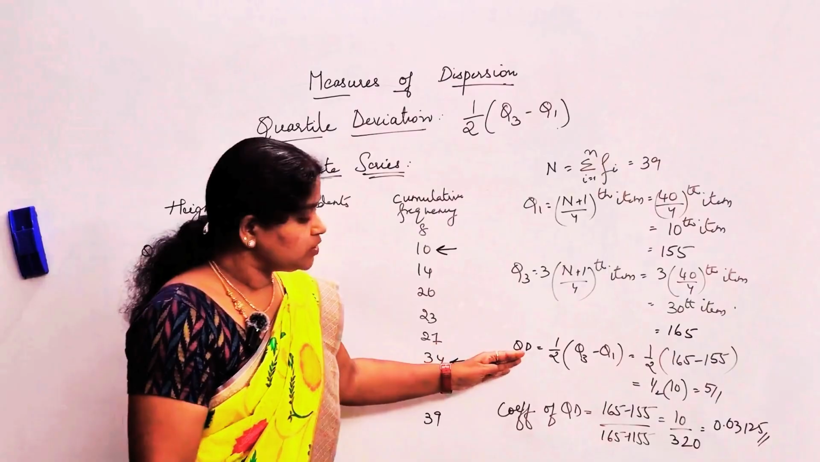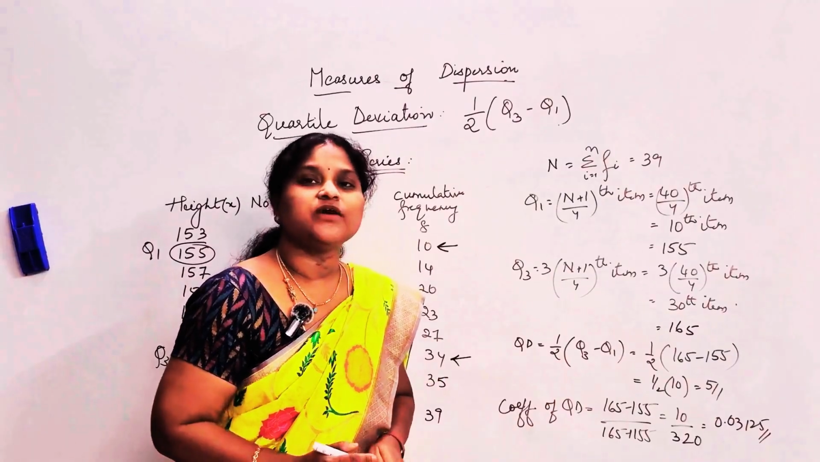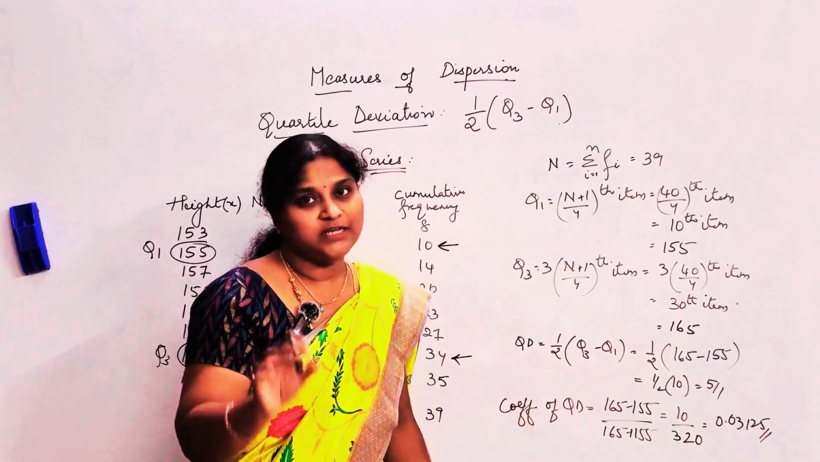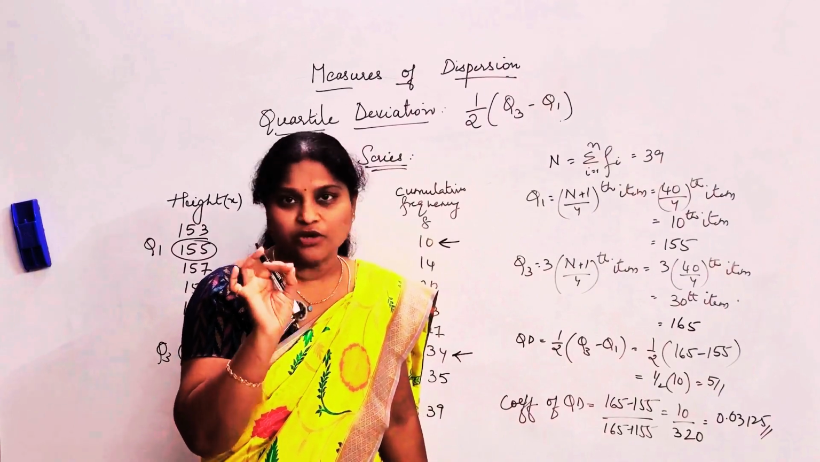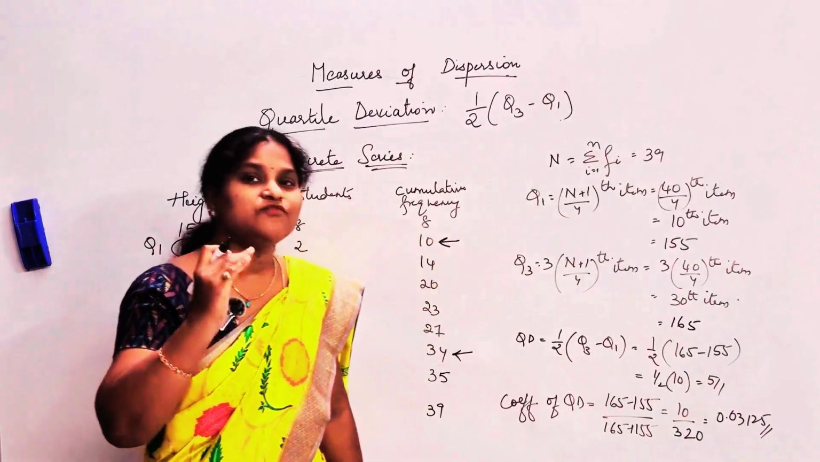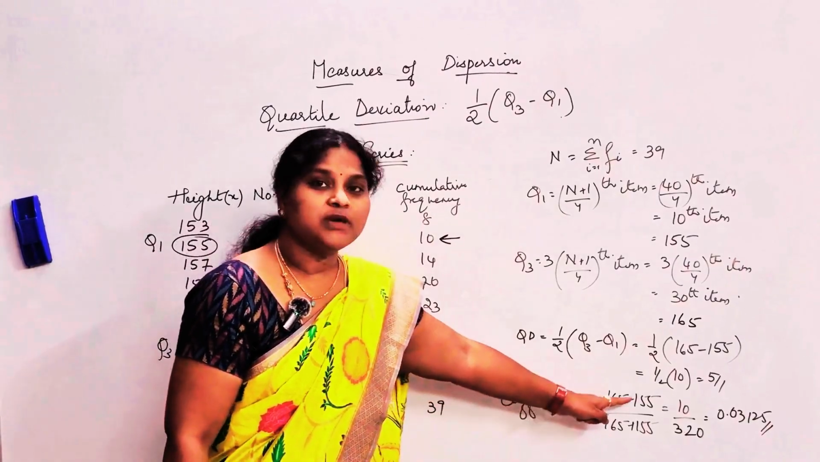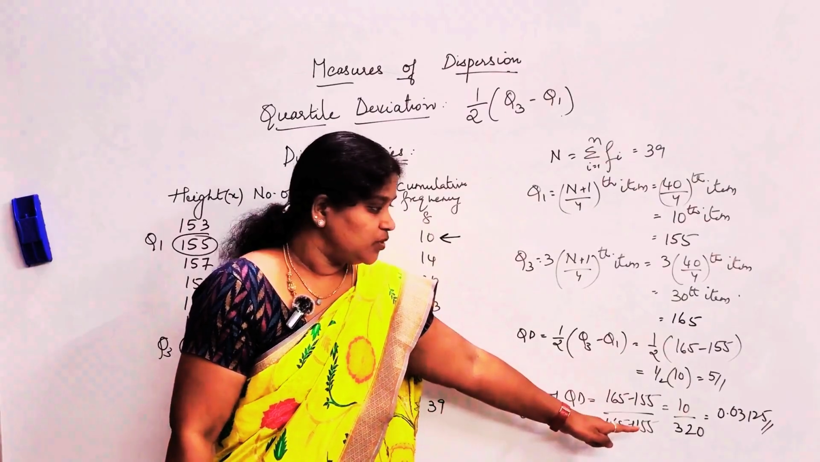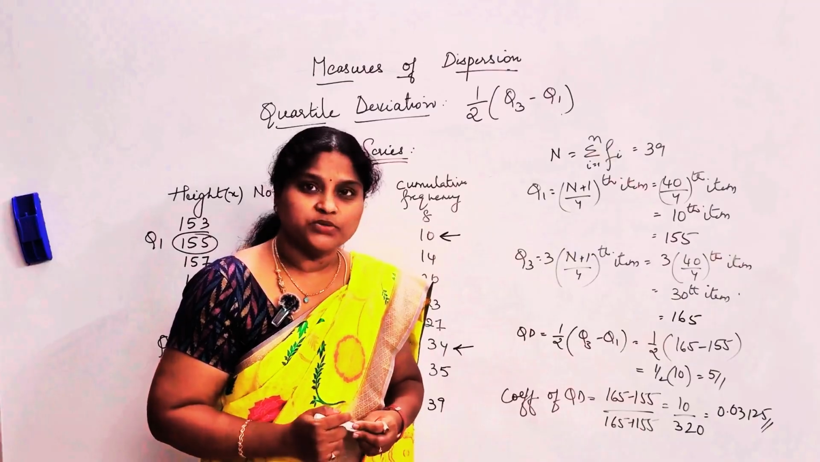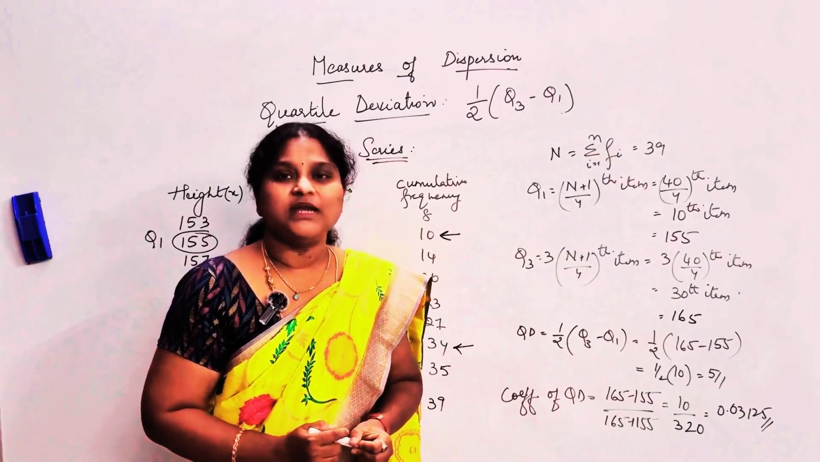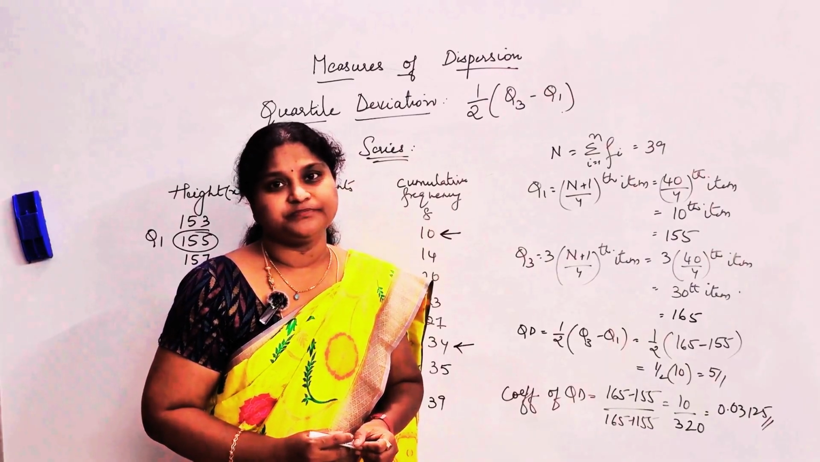Substituting in the formula, Q is equal to half of Q3 minus Q1, which is half of 165 minus 155, which gives us the value 5. 5 is the quartile deviation, which is the absolute measure of dispersion. To find out the relative measure of dispersion with respect to quartile deviation, we have the formula (Q3 minus Q1) by (Q3 plus Q1), which gives 10 by 320, which is equal to 0.03125.